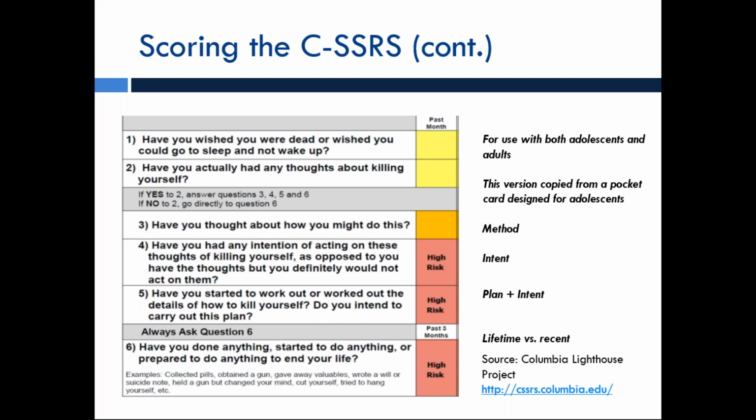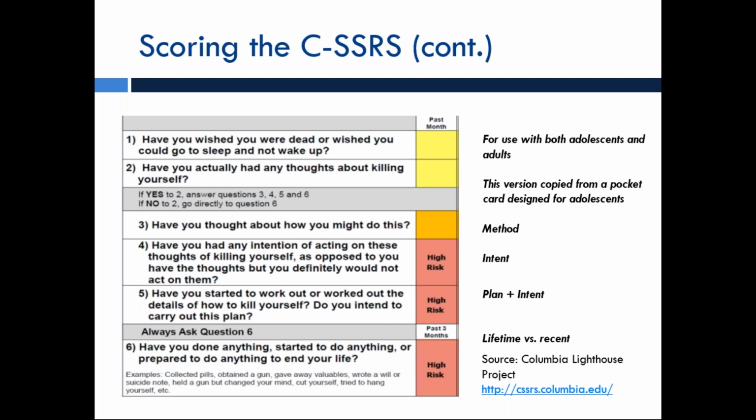So this is the C-SSRS, highlighted with kind of providing the meaning of answering yes to specific questions, and then what that means. So the first question is, have you wished you were dead or wished you could go to sleep and not wake up? And this is the past month version. So you're getting those responses in the past month. This is, as I said before, the passive question. And then the next question, have you actually had any thoughts about killing yourself? So this is the active ideation. There's actually a pretty big difference between endorsing passive ideation versus active ideation. So if answering yes to 2, you go on and ask the rest of the tool. If the answer is no to 2, you go on and ask about question 6. So always ask question 6.